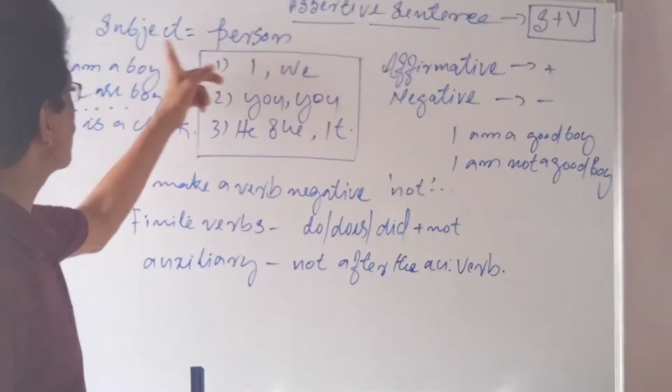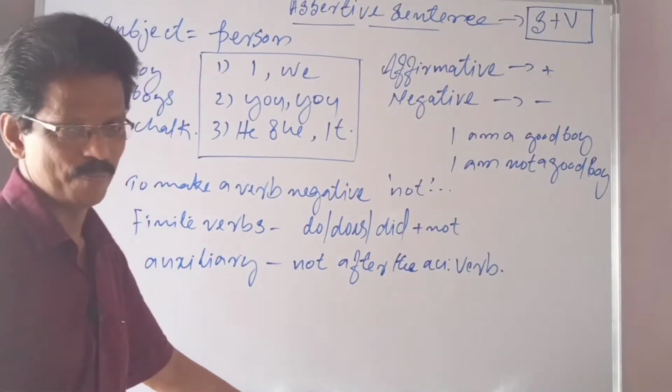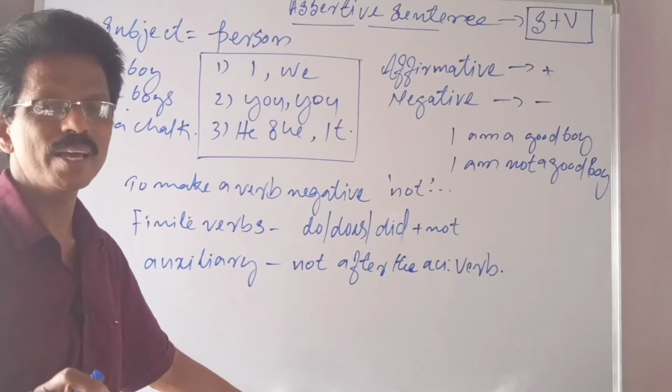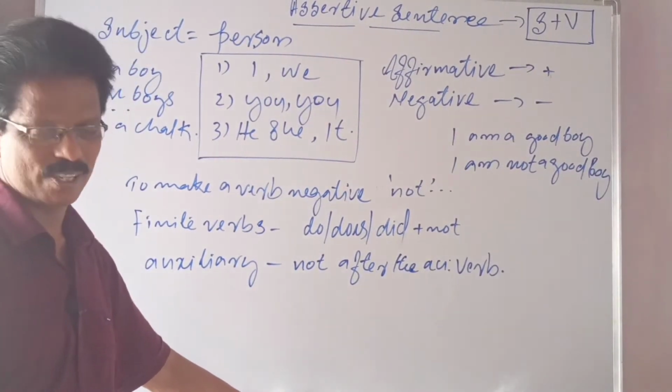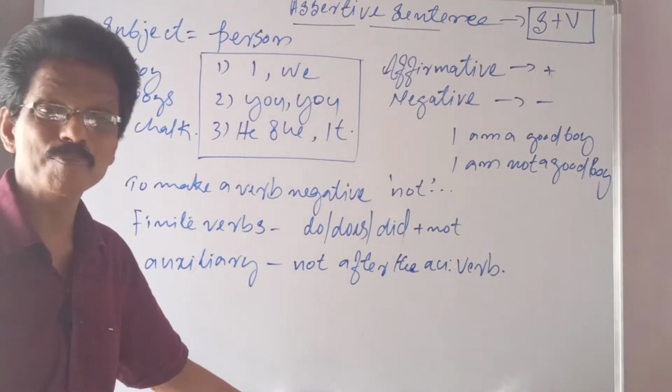So subject means a person. Only a person can do an activity. One who does an action, the doer. Everyone who does the work is called the subject. Okay now? Yes. So one who does an action, he is a subject.